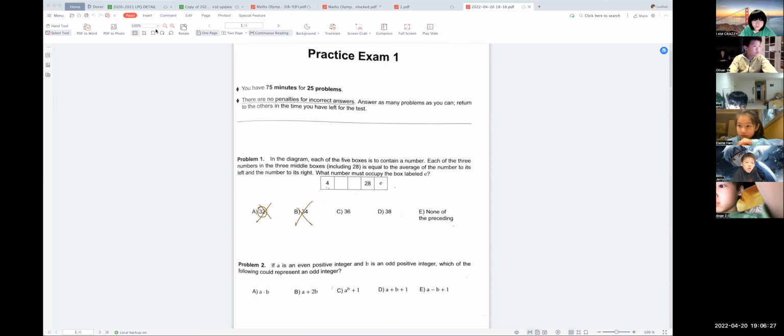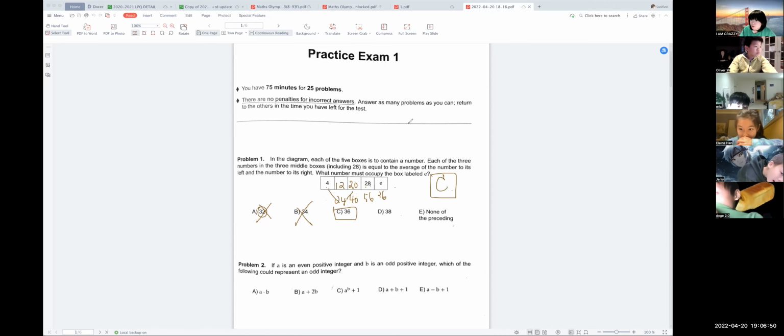So let's try 36. So 56 minus 36 equals 20. 20 times 2 equals 40. 40 minus 28 equals 12. 12 times 2 equals 24. Yes, 20 plus 4 equals 24. So the answer is 36. So the answer is C.